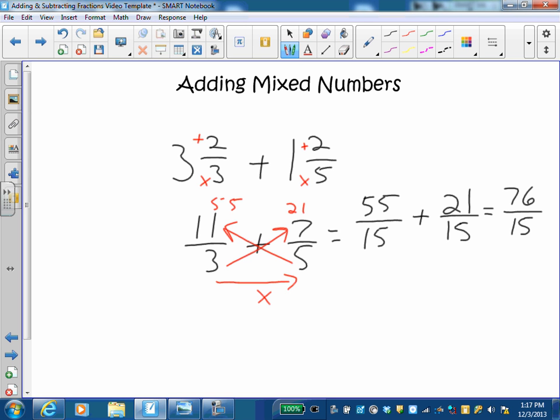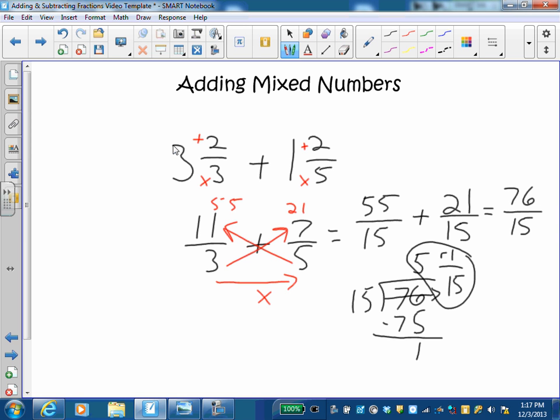76 divided by 15 is certainly not the largest division problem that you've had to do. It does take a minute or two, depending on how well you can divide. But if you go through multiplying 15, it turns out that if you multiply it 5 times, you get 75. It's going to leave you with a remainder of 1. Bring over the 15. So your answer is going to be 5 and 1/15. So we solved this problem.